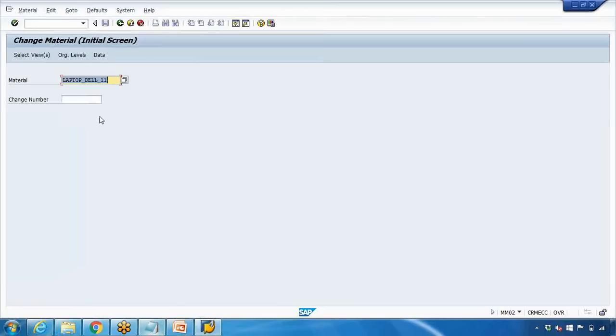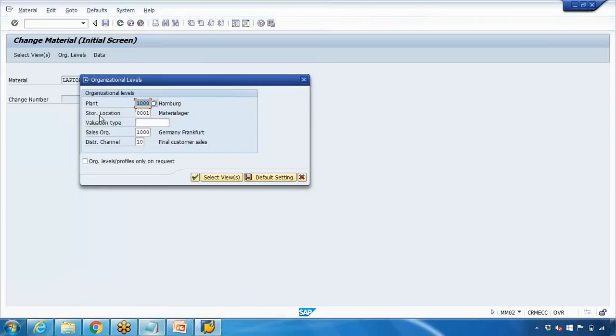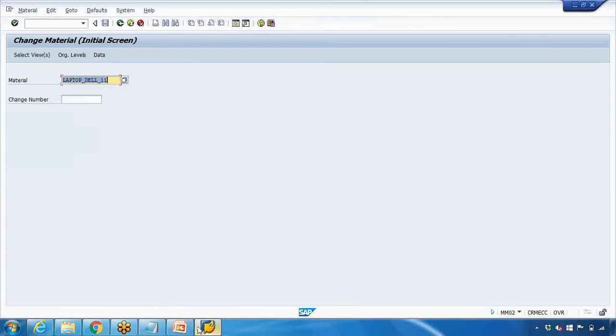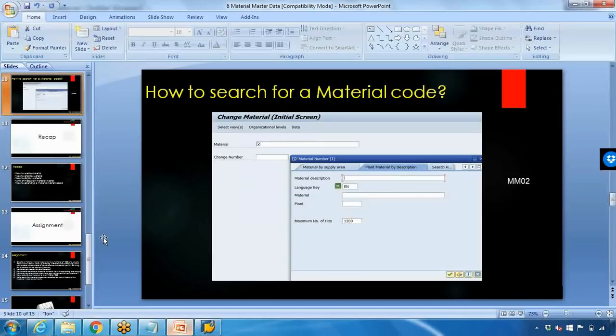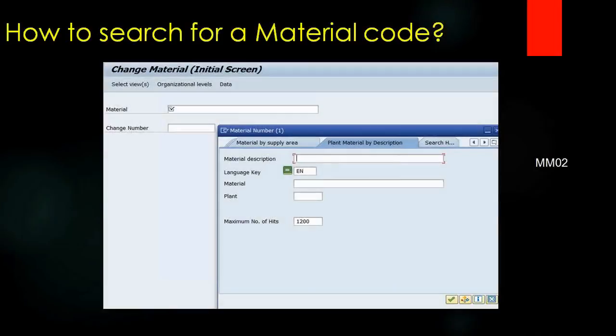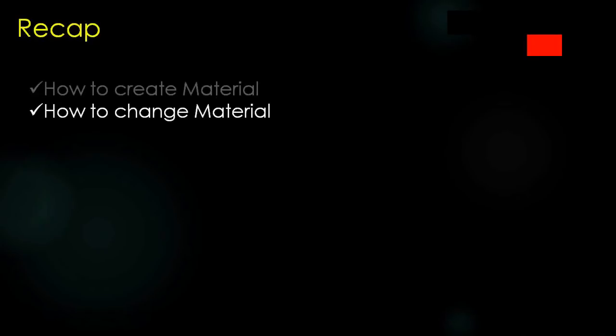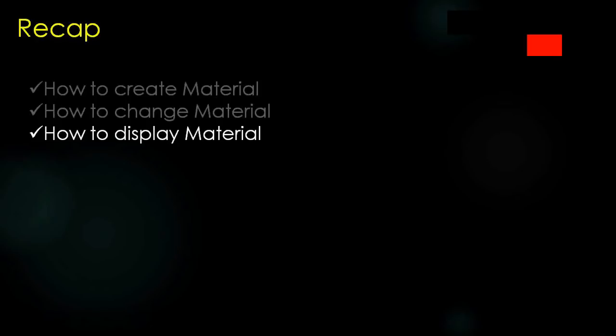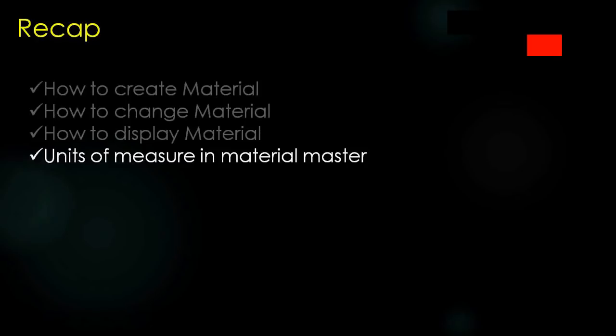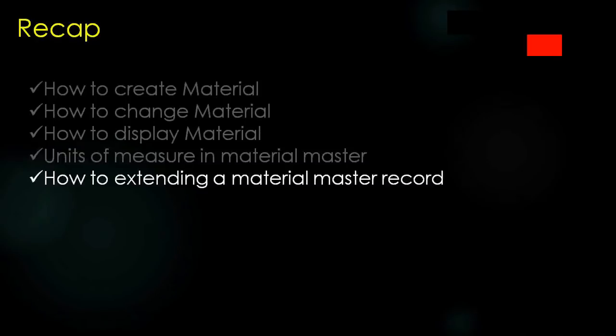So you do not need to remember all the code, so you can search by the description, search by the material code and all that, and I can continue from here like that. So that's how you search for the material. So that's all for Material Master today. So just a recap. So what we learned today. So today we discussed how to create the material, how to change a material, how to display a material, how to enter the units of measure in the Material Master, and how to extend a Material Master record.